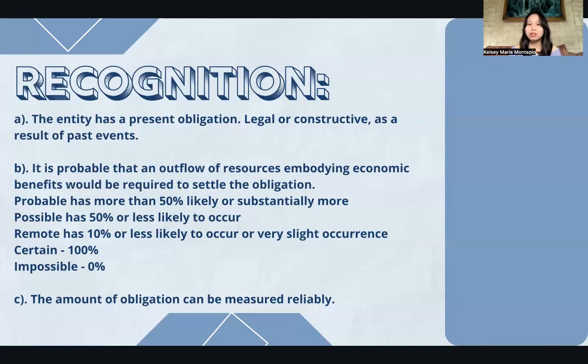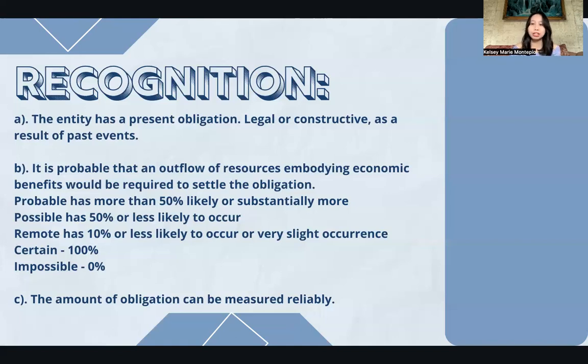Lastly, we have here that the amount of obligation can be measured reliably. Measurement is the management's best estimate. When we say best estimate, it is the amount that the entity would rationally pay to settle the obligation at the end of the reporting period or to transfer it to a third party at that time.